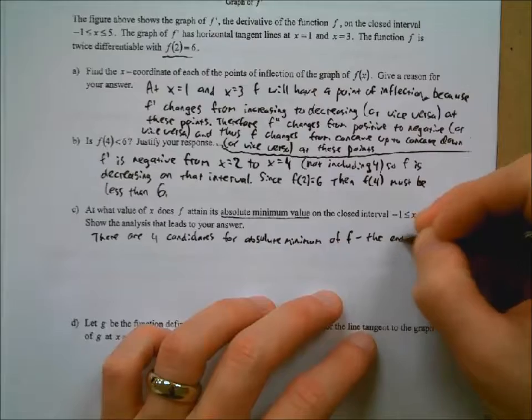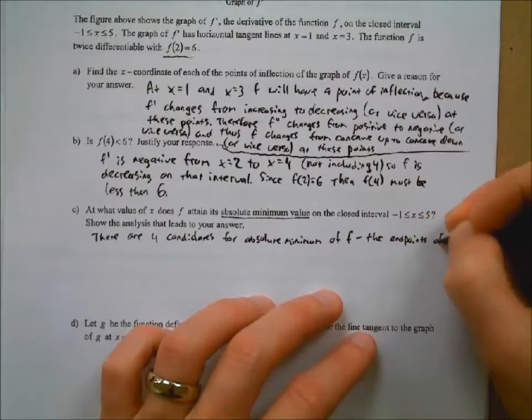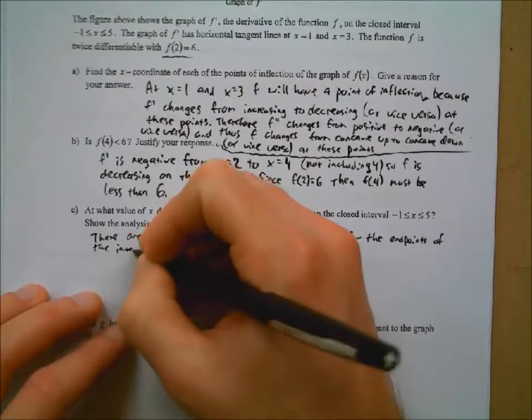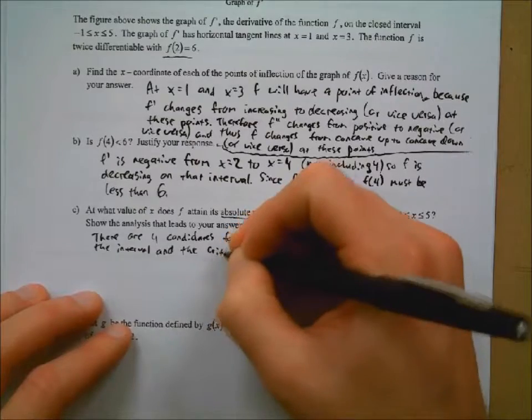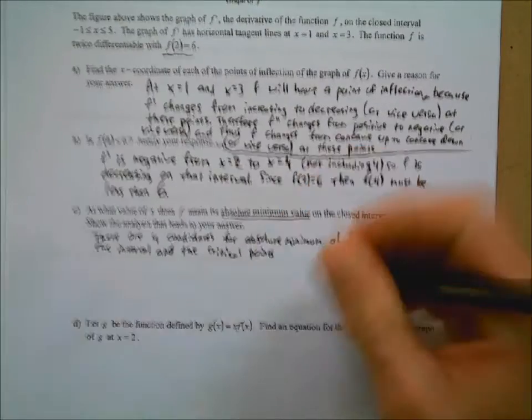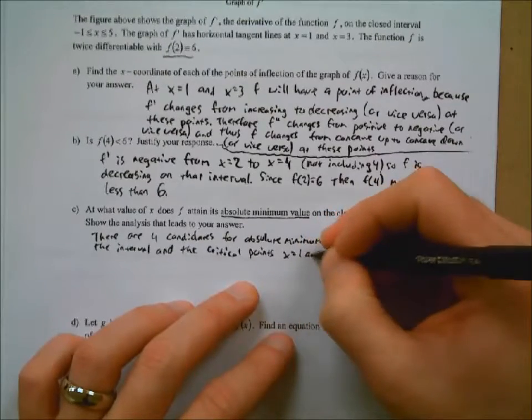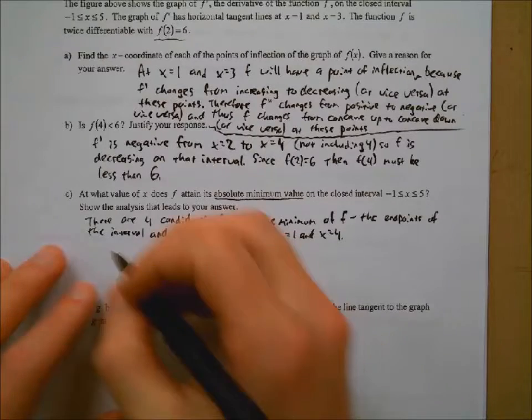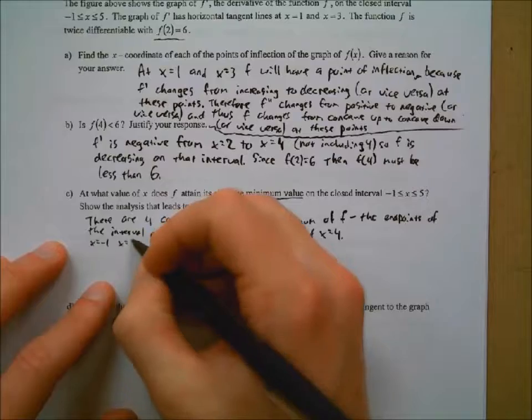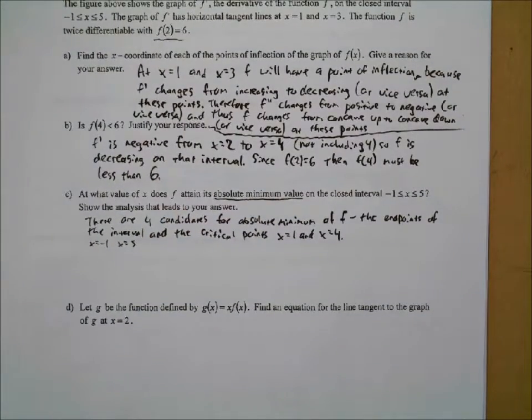The endpoints of the interval, and the critical points, x equals 1 and x equals 4. Okay, there are 4 candidates for the absolute minimum of f, the endpoints of the interval, which I think you see there, and the critical points, x equals 1 and x equals 4. Maybe I'll throw those in here. The endpoints of the interval, x equals -1, x equals 5. Okay? So let's consider these things in order.